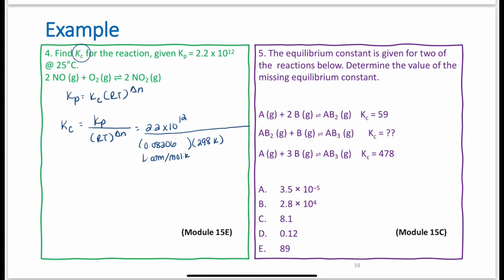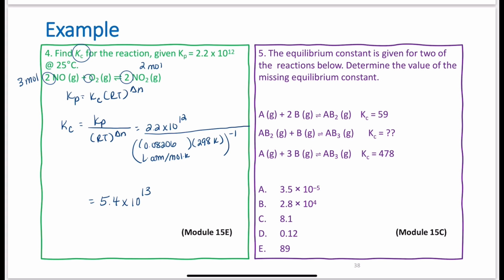Let's see what we've got. I've got 2 and 3 moles of gas on the reactant side, and I've got 2 moles on the product side. 2 minus 3 is a -1. All of that raised to -1. And my final answer here is 5.4 times 10 to the 13th.